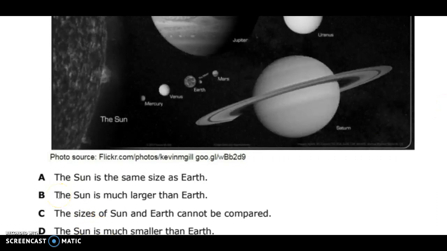A. The sun is the same size as the Earth. B. The sun is much larger than Earth. C. The sizes of sun and Earth cannot be compared. D. The sun is much smaller than Earth.